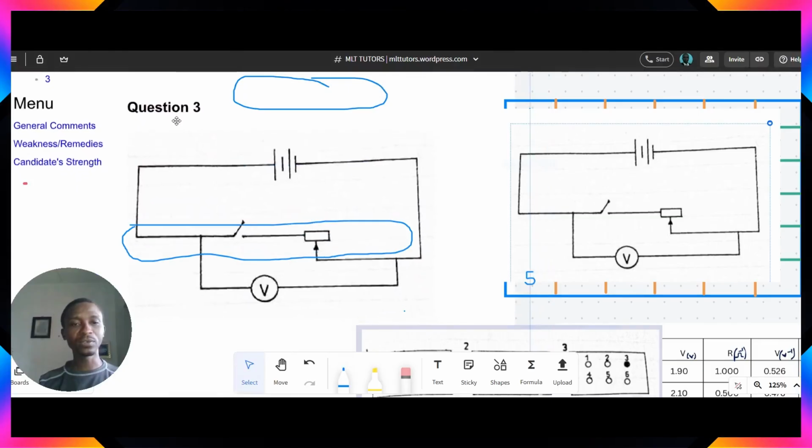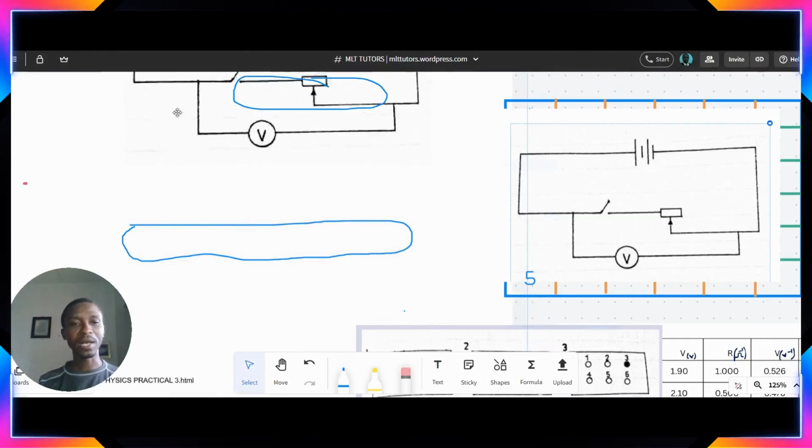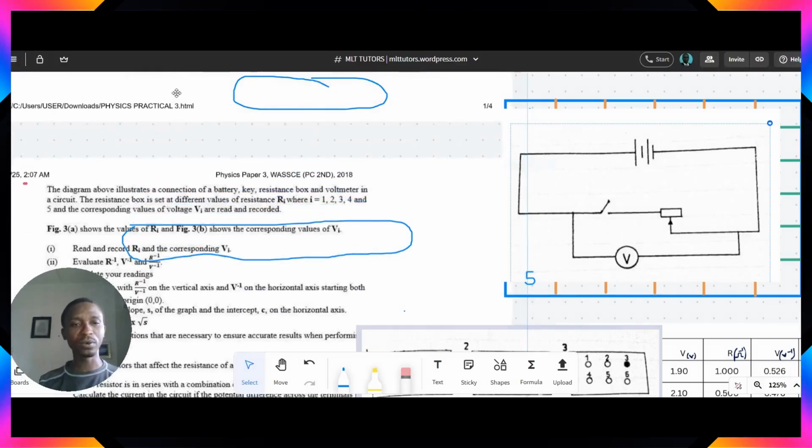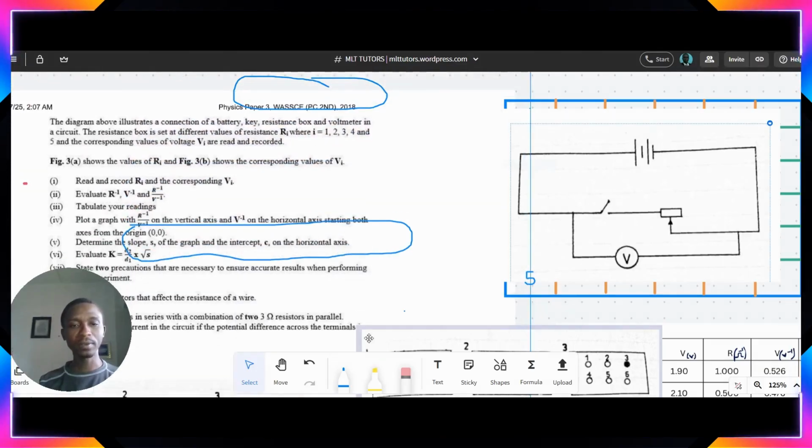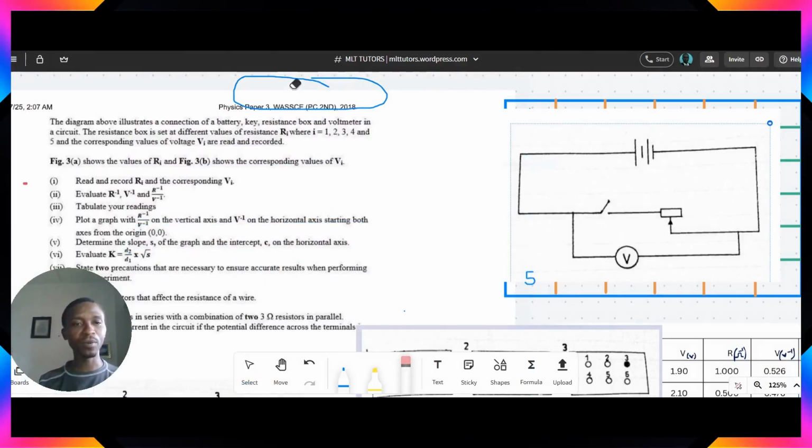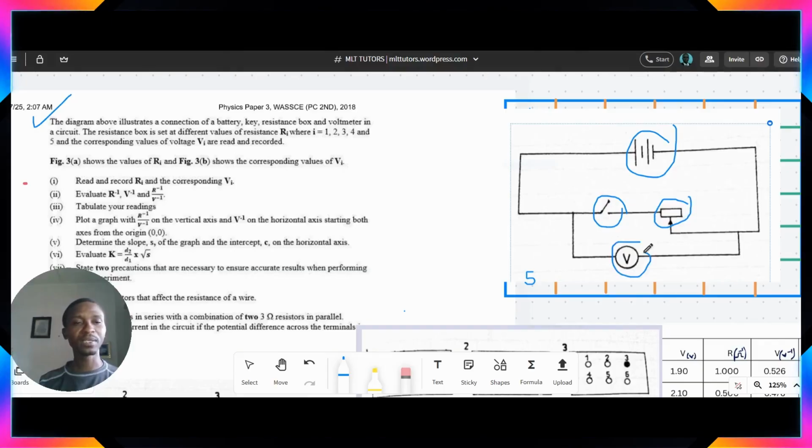In the details, we have the circuit diagram, and the question reads thus. Without wasting much time, we have the question now. The diagram above illustrates the connection of a battery, and here is the battery. A key, here is the key, the plug key. Resistance box, here is the resistance box. And voltmeter, here is the voltmeter in the circuit.